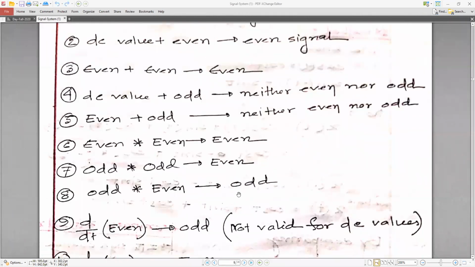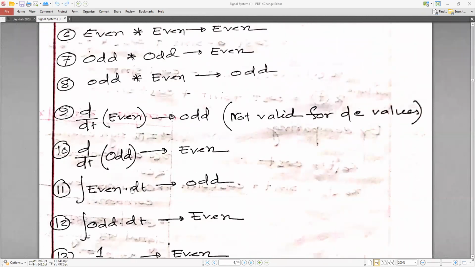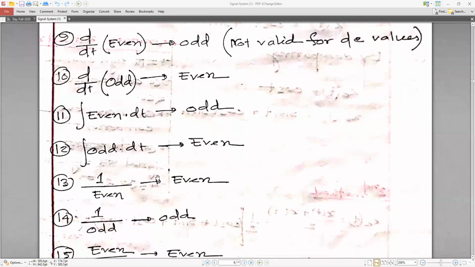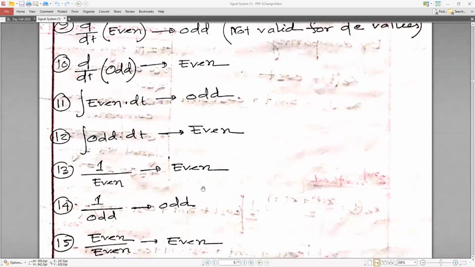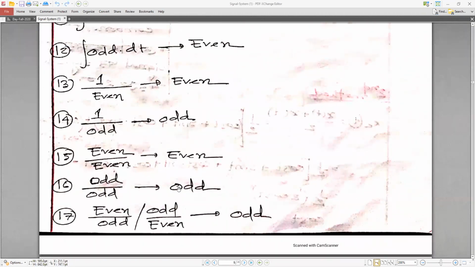Even into even, even. Odd into odd, even. Odd into even, odd. d/dt of even, if you differentiate the even, odd. d/dt of odd, even. Integration of even, odd. Integration of odd, even. 1 over even, even. 1 over odd, odd. Even by even, even. Odd by odd, odd.